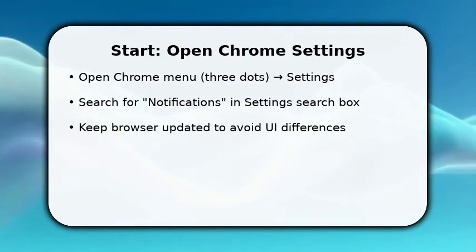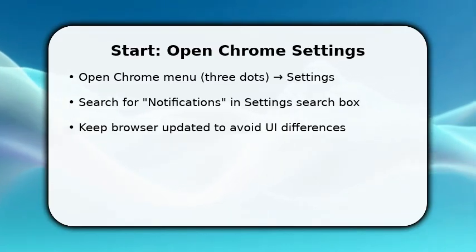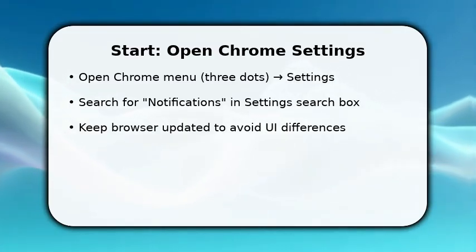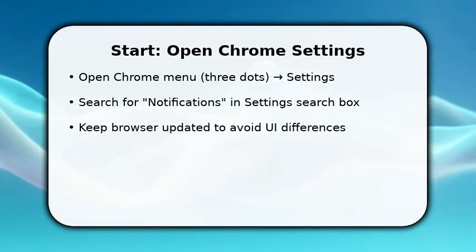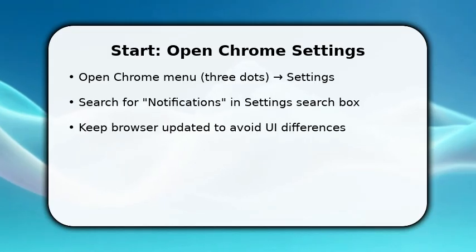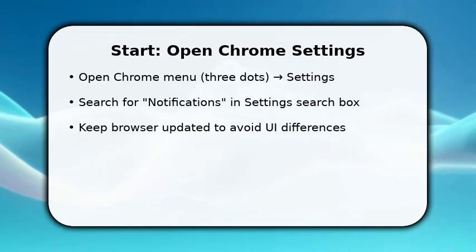You begin by opening Chrome and going straight to Settings via the three-dot menu. Don't pause, type Notifications into the Settings search box to jump there. Once done, make sure you're signed into the correct profile if you use multiple. This ensures changes apply where you expect.